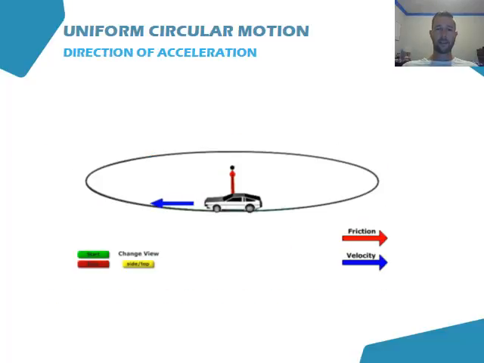This is another slide with an animation. In this one it just shows a car traveling around in a circle with a velocity vector, which is always tangential to the circle, and a direction of the force vector, which is red, always pointing towards the center of the circle. This animation also gives you a top view, which can help further explain this.